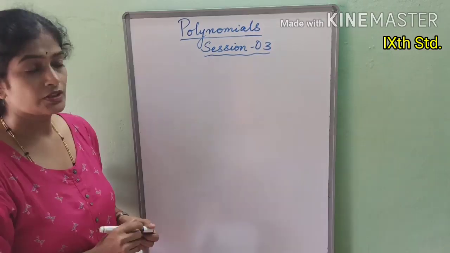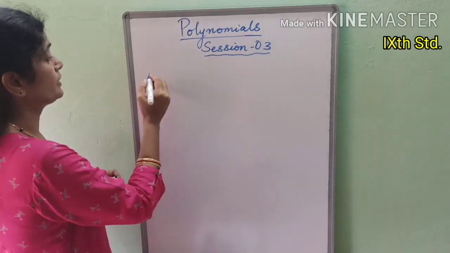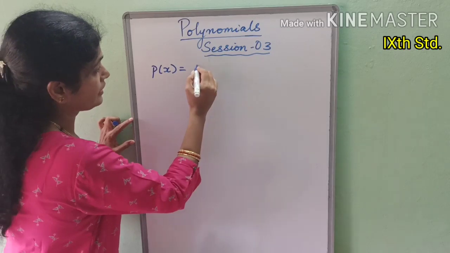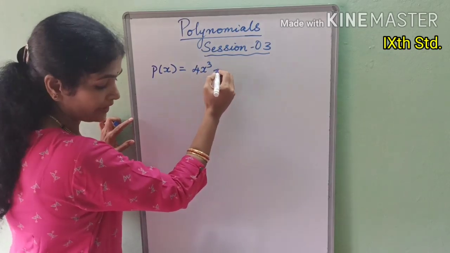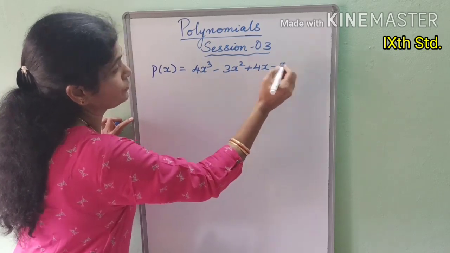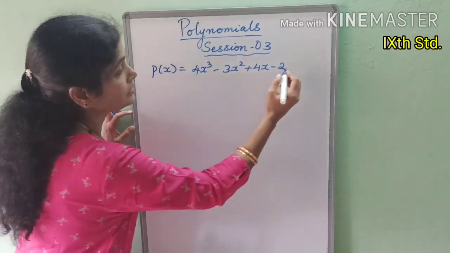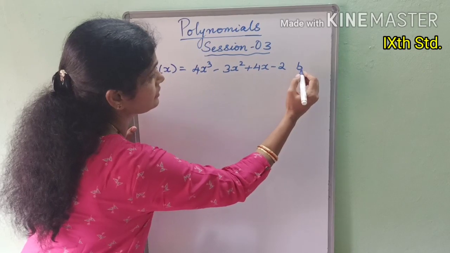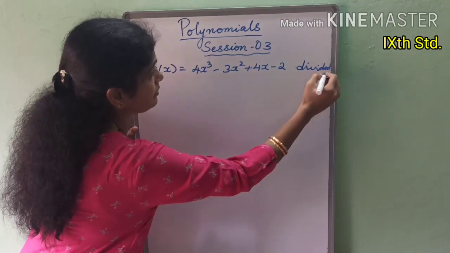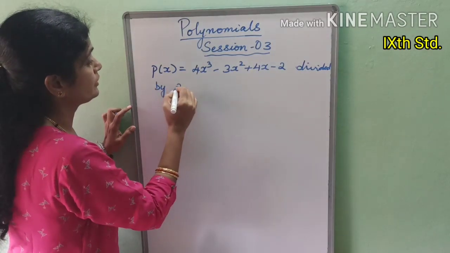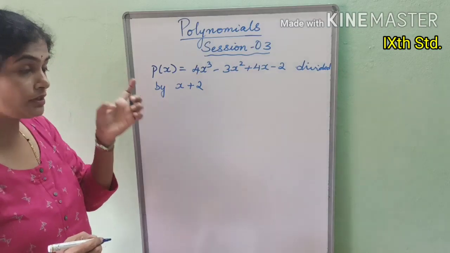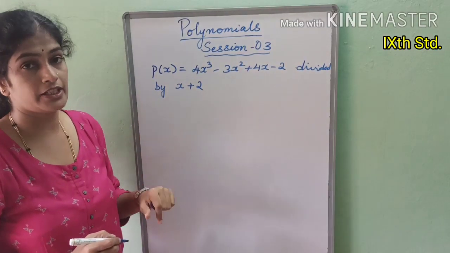For that, let's consider a polynomial p of x equal to, say, 4x cube minus 3x square plus 4x minus 2. This polynomial is to be divided by a linear polynomial, say x plus 2. Okay, division of a polynomial by another linear polynomial.